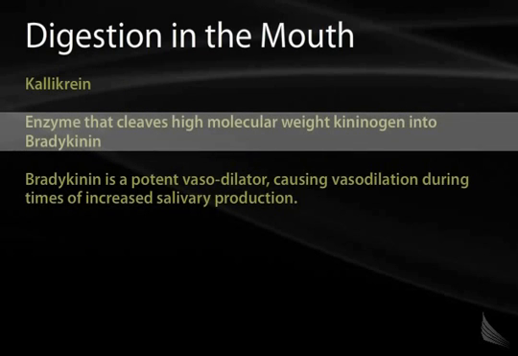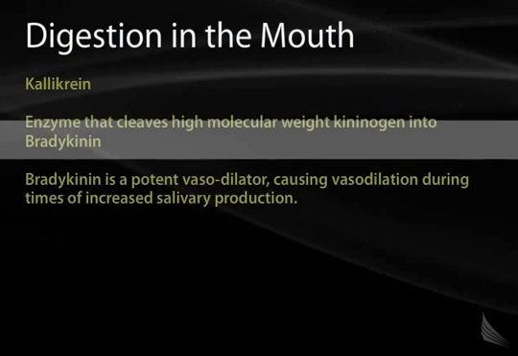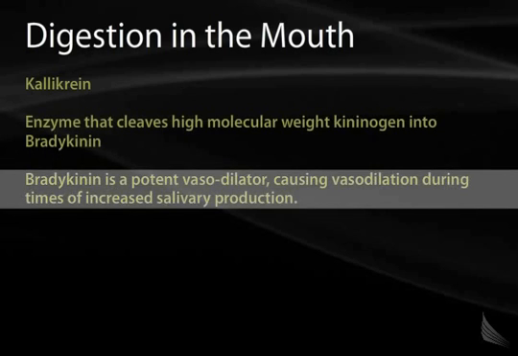Kallikrein is an enzyme that cleaves high molecular weight kininogen into bradykinin. Bradykinin is a potent vasodilator, causing vasodilatation during times of increased salivary production. This increases the blood flow to the salivary glands, therefore facilitating this process.